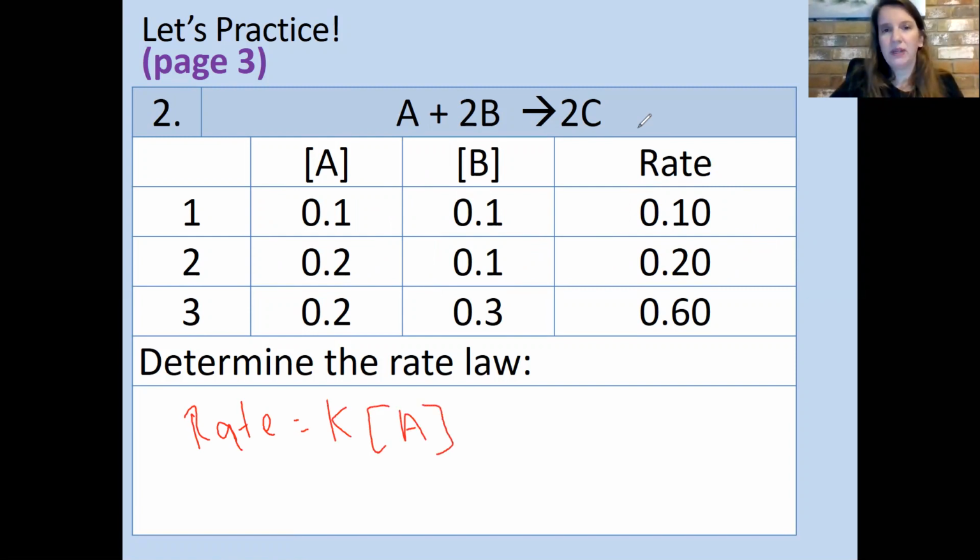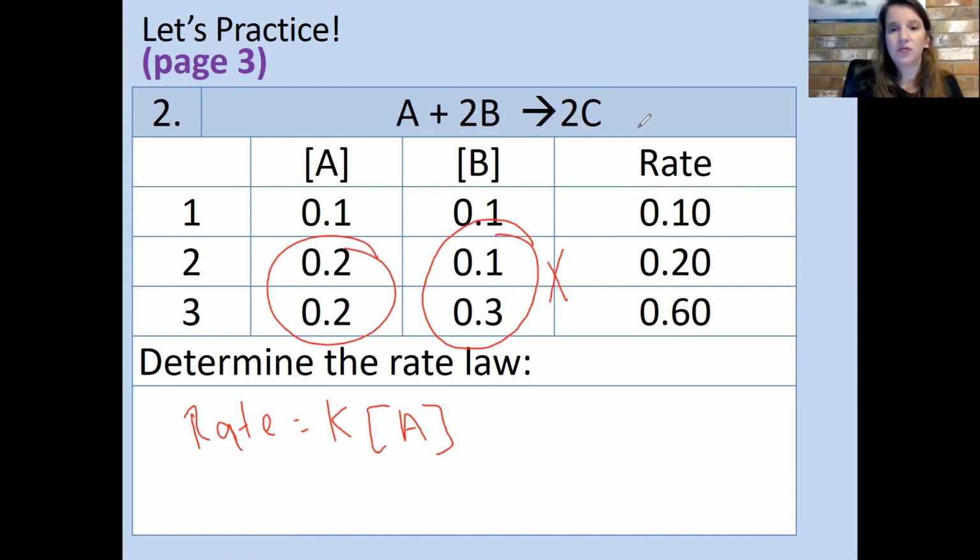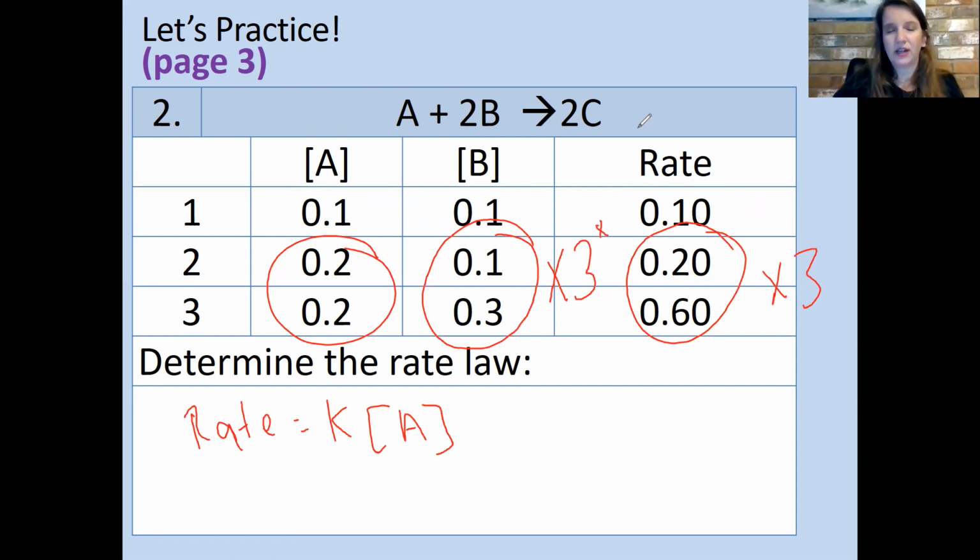Now we want to find where B is changing, but A is staying the same. So between trials 2 and 3, concentration of A stays the same. Concentration of B is tripling. What's happening to the rate? It's also tripling. So what does the exponent have to be up here on the concentration of B in order to have that effect on the rate? That has to be a 1.